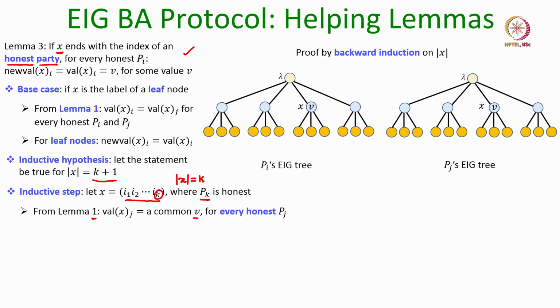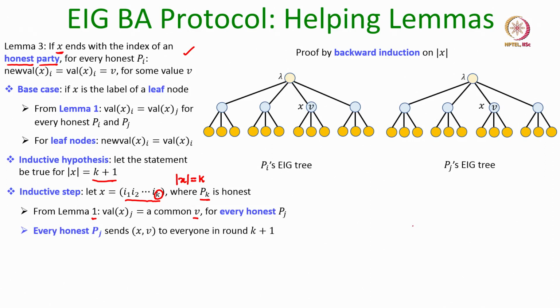Now, what is our goal? Our goal is to prove that even the new value which is computed for the node labeled x across all the honest parties' EIG trees, based on the majority rule, also remains the same, namely v.